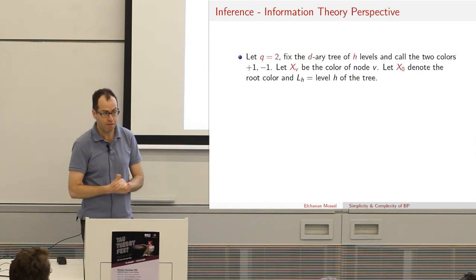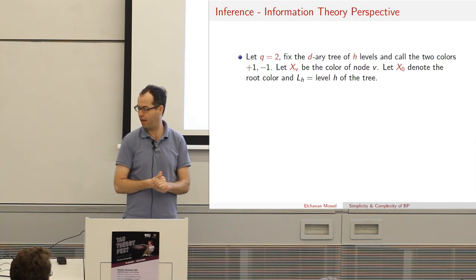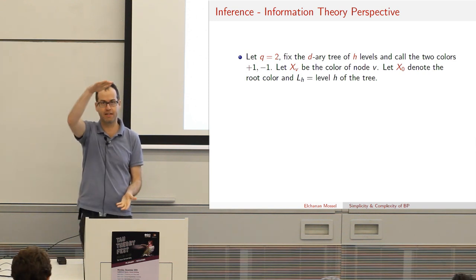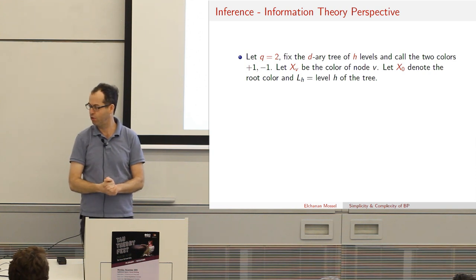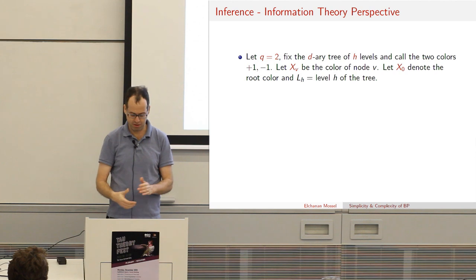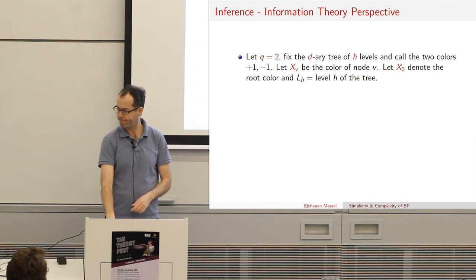Okay, so first of all, before we talk about computation, let's talk about the information theory perspective. Let's fix the setting. We are just going to have a tree of h levels. The depth of the tree is going to be h, and each node is going to have d children. These are the two parameters. And x_v is going to be the color of node v, and x_0 is going to be the color of the root.